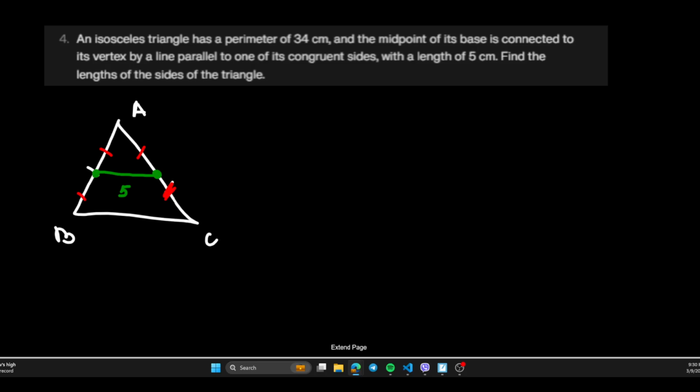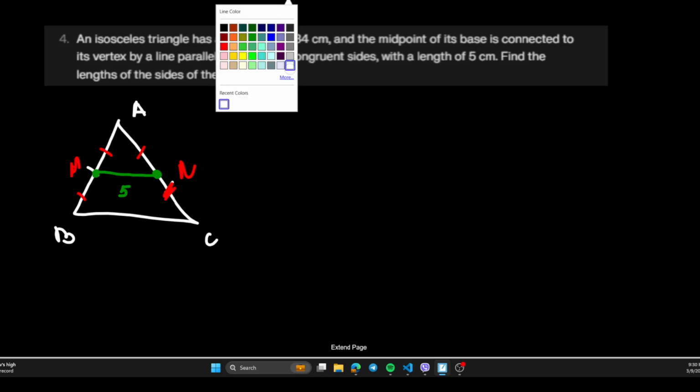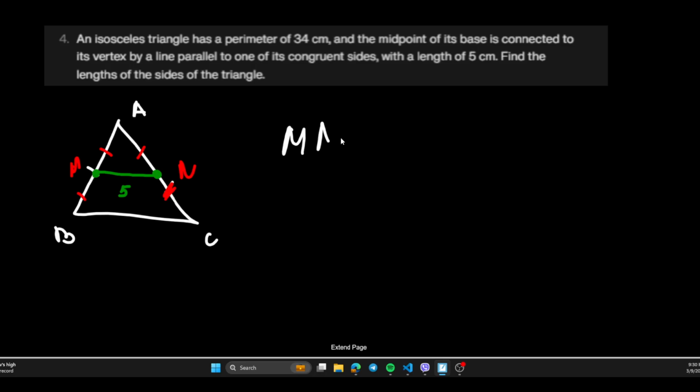Let me read that again. The midpoint of its base is connected to its vertex by a line parallel to one of the congruent sides. Okay, so look, the linie mijlocie, let's call it MN, is going to be the side that is parallel to, in our case, BC, and it equals BC over 2.